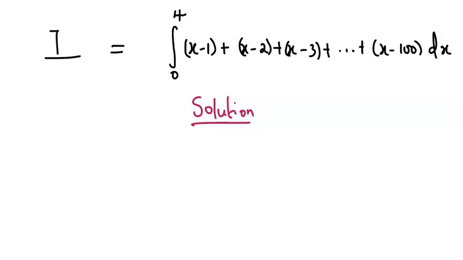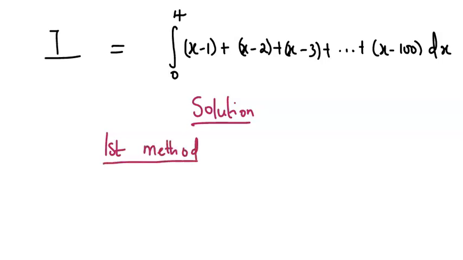Today we have another interesting definite integral, right? We have the integral from 0 to 4 of (x minus 1) plus (x minus 2) plus (x minus 3). You can see this sum continues up to (x minus 100). So it is a finite sum, right? In this video, I'll be presenting two different methods. So let's begin with the first method and see how it works, okay?